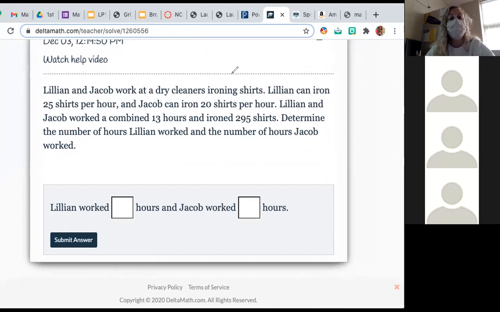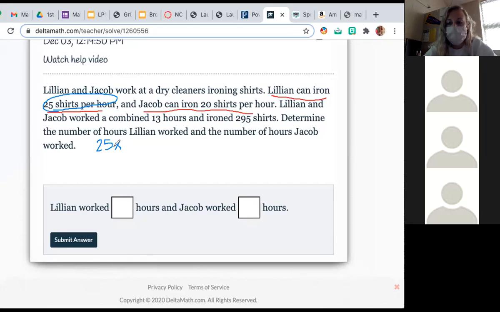So look at this first sentence that has numbers. Lillian can iron 25 shirts per hour. Jacob can iron 20 shirts per hour. What are they both doing? Ironing shirts. So my first equation should be about ironing shirts. So how can I write 25 shirts per hour? Mathematically, what can I write? Good. Per means multiply. So they're saying in class, my online people, 25x.